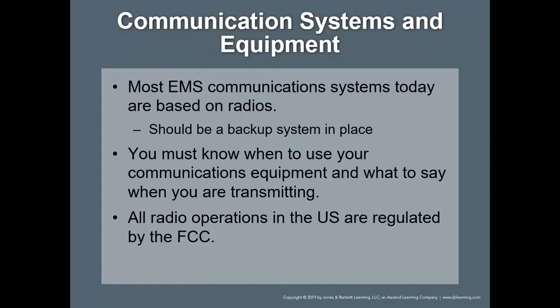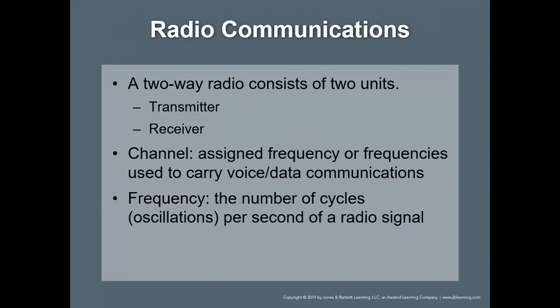Communication systems and equipment. Most EMS communication systems today are based on radios and should have backup systems in place. You must know when to use your communication equipment and what to say when you are transmitting. All radio operations in the US are regulated by the FCC. Radio communications. A two-way radio consists of two units, a transmitter and a receiver. Channel: assigned frequency or frequencies used to carry voice or data communication. Frequency is the number of cycles or oscillations per second of a radio signal.